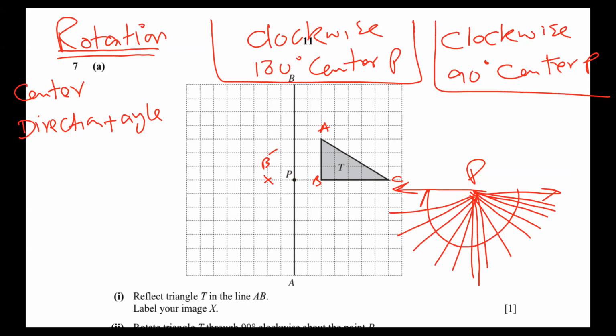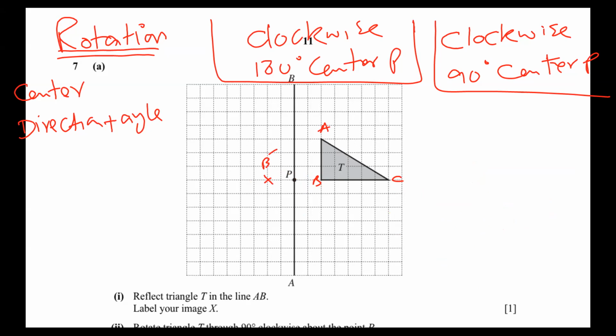Just wait and watch. Let me do the other ones as well. Let us see how much away from here? 1, 2, 3, 4, 5, 6, 7 boxes. So on this line, 7 boxes. So B here and C here.